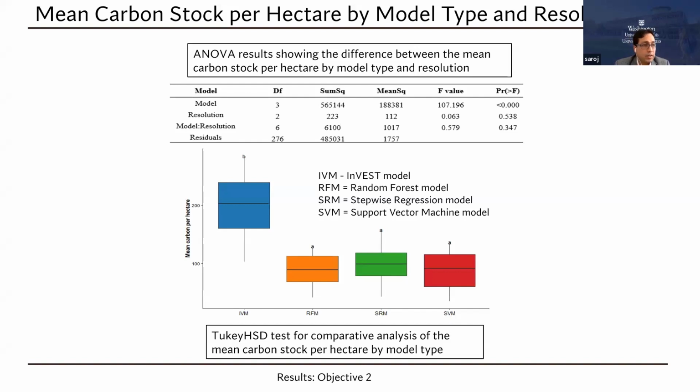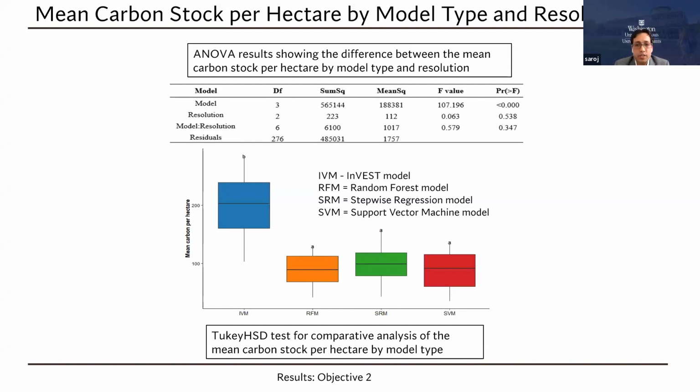We compared whether there is a significant difference between the mean carbon stock per hectare by land use land cover type. I used an ANOVA model, and the results showed that the model itself is significantly different. There's no significant difference between resolutions, and there's no interaction between model and resolution. And since we knew the model is significantly different, we didn't know which model among those four models.